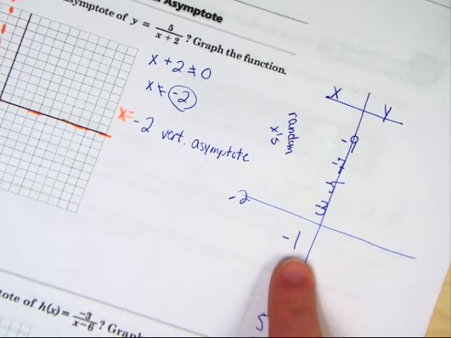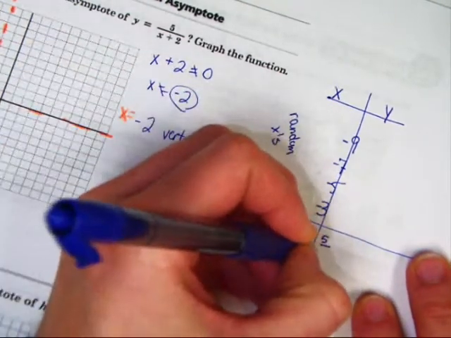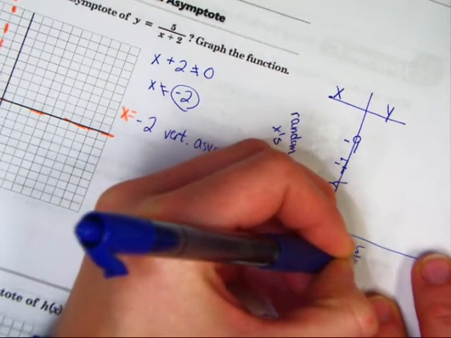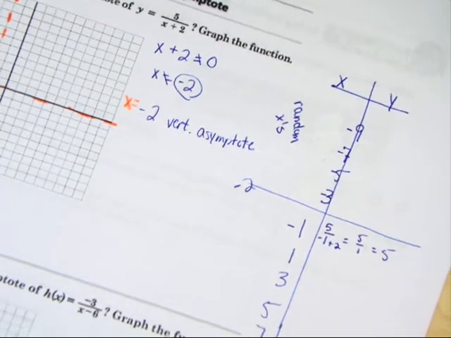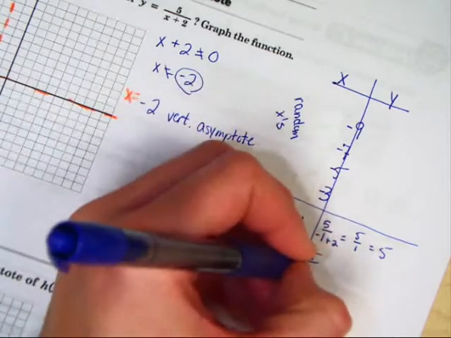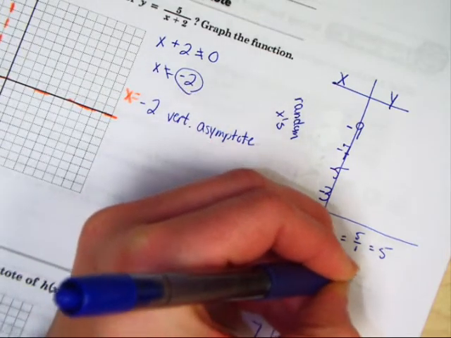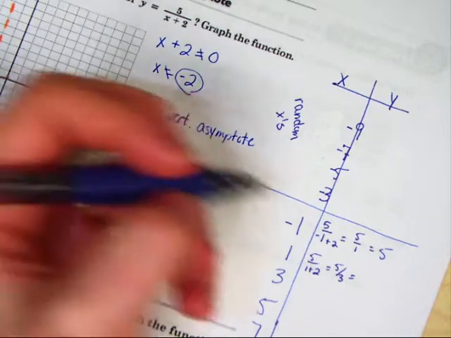Let's start with plugging in -1. So 5 over -1 plus 2 gives me 5 over +1, which is 5. That's good. Now let's plug in 1. So 5 over 1 plus 2 is 5 over 3. When I go to graph that one, it's not going to be quite as pretty, is it? Because 5 over 3 is 1.7.